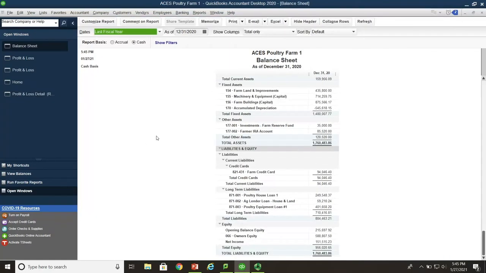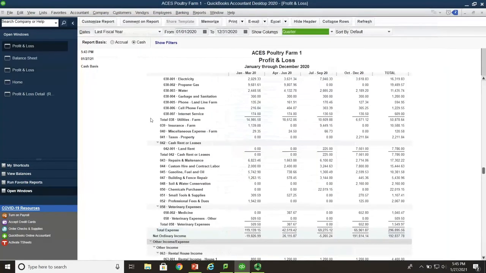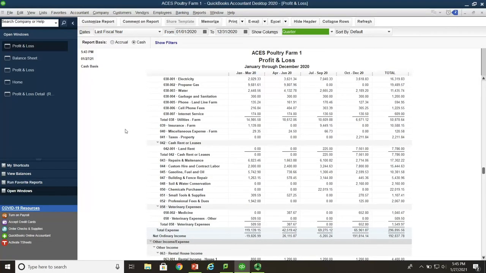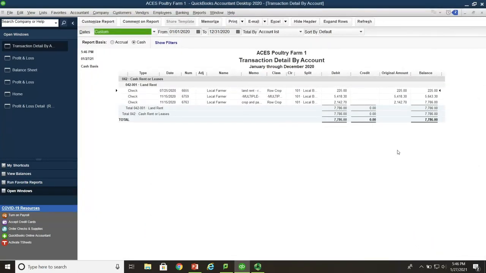Before we move into the balance sheet, I just want to cover a couple of other items, and this gets back to tax documents like the 1099 we were talking about. Let's take a look at land rent and our farm worker contract labor. Under land rent, during 2020, we paid $7,786 in land rent. And that was made up of three checks, all made out to a fellow named Local Farmer. Since we have paid this farmer more than $600 in land rent, he needs a 1099 miscellaneous. That's one 1099 miscellaneous that we're charging using the land rent account.